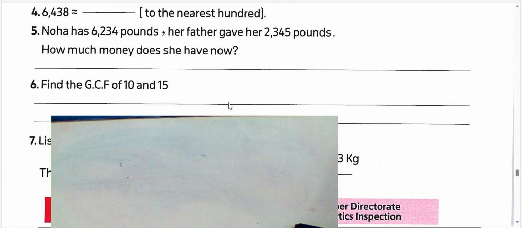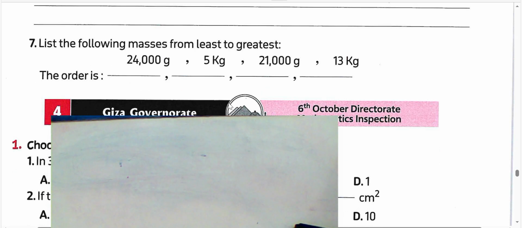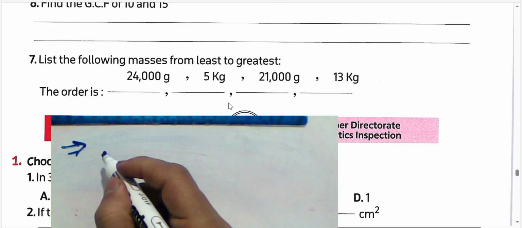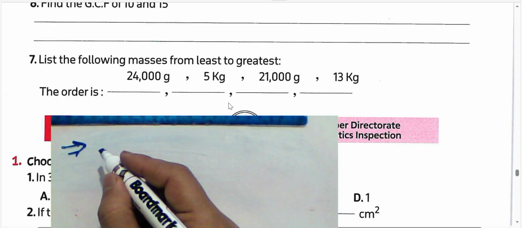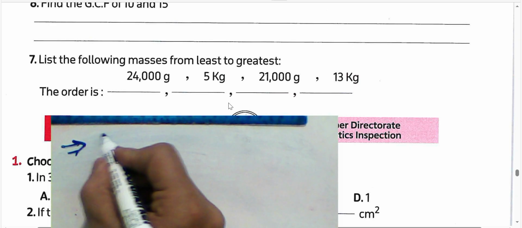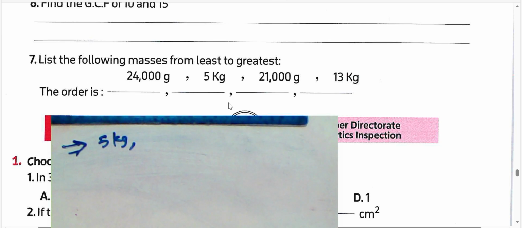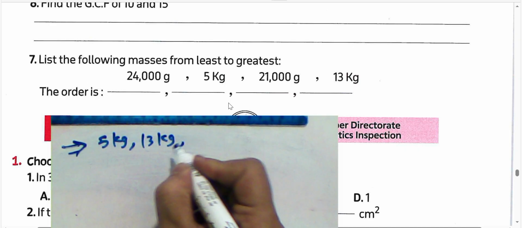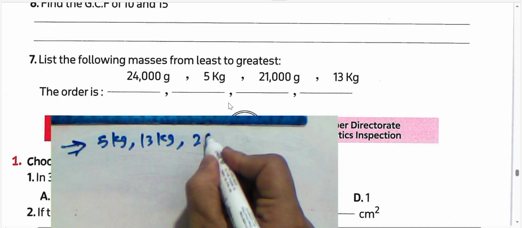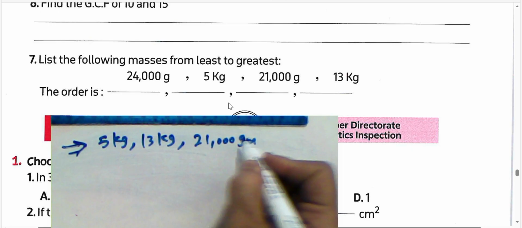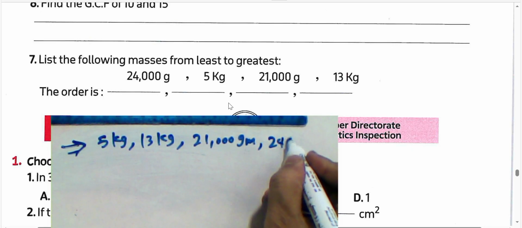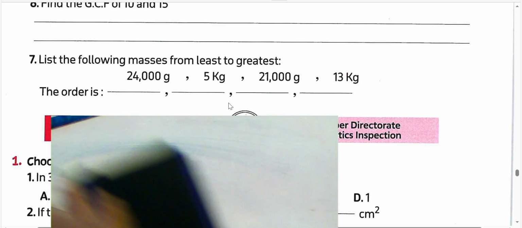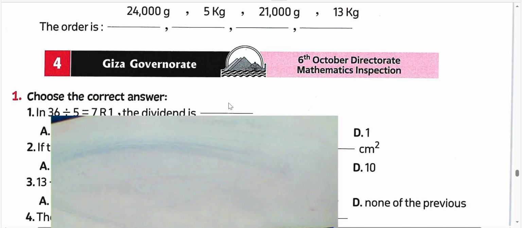Next question here. List the following weights from least to greatest. The smallest number, we have 5 kilograms is the smallest weight, okay? 5 kilograms, and then 13 kilograms, and then 21,000 grams, and also 24,000 grams, okay? Next question. Okay, I finished.